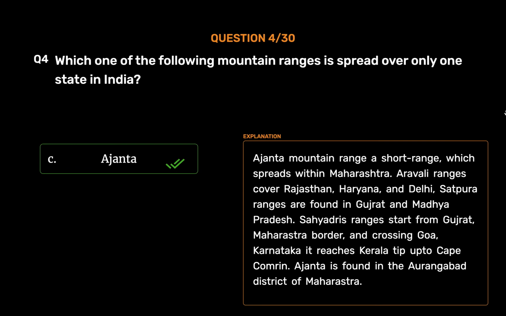Ajanta. Ajanta mountain range, a short range, which spreads within Maharashtra. Aravalli ranges cover Rajasthan, Haryana, and Delhi. Satpura ranges are found in Gujarat and Madhya Pradesh. Sahyadri's ranges start from Gujarat, Maharashtra border, and crossing Goa, Karnataka, it reaches Kerala tip up to Cape Comorin. Ajanta is found in the Aurangabad district of Maharashtra.